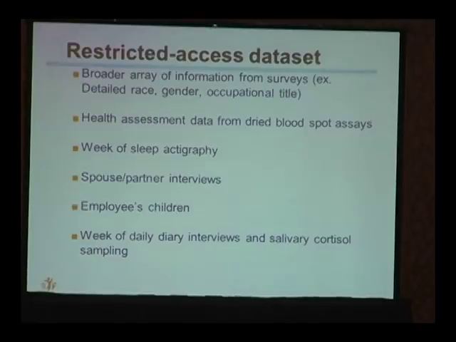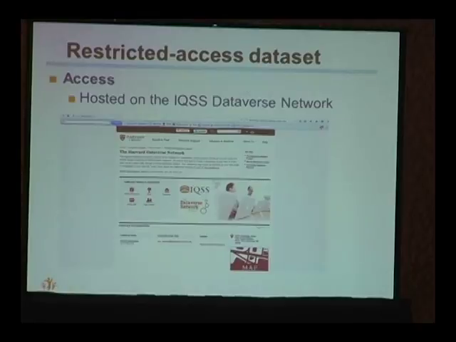The restricted access data sets include a broader array of information from the surveys. For example, the public use data set does not include detailed race or gender or occupational title. That would be available in the restricted access data set. The health assessment data from the dried blood spots, the week of sleep actigraphy, the spouse partner interviews, the employees' children interviews, the daily diaries and salivary cortisol sampling, all of those variables are only going to be available through the restricted access. For that, we will be providing that information.